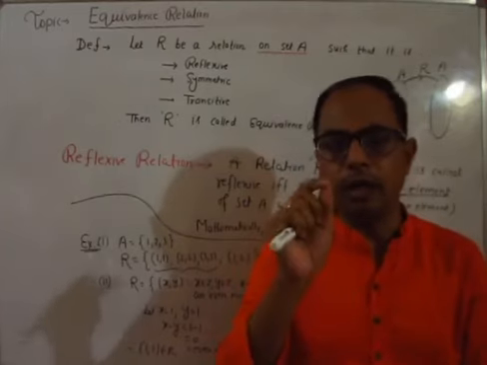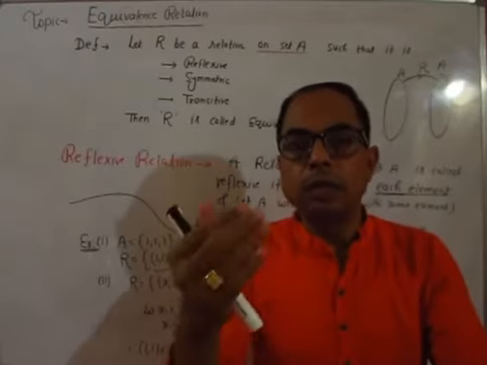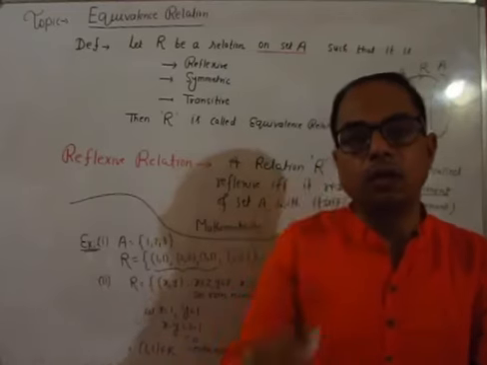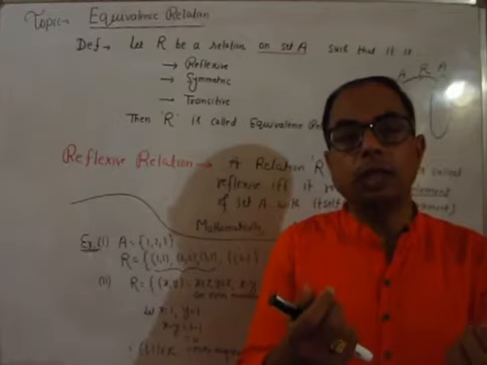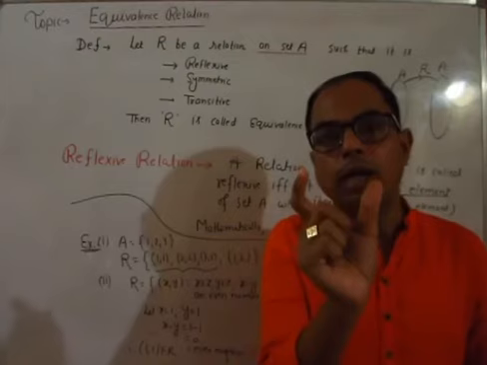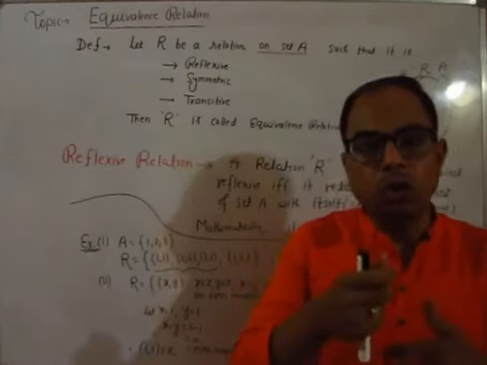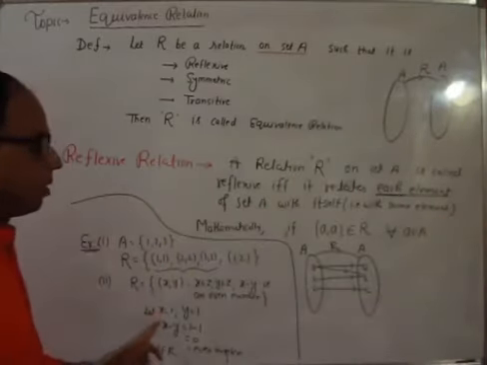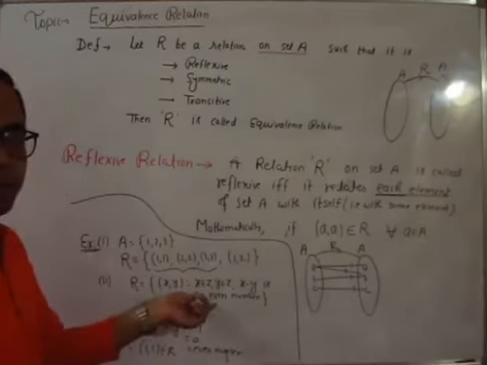So if you give any one example in which an element is not related to itself, then immediately you can say that the given relation is not reflexive. But if you have to prove that a relation is reflexive, you cannot claim it with the help of one example. You should try to prove it in a general way. For example, here I have given one example only, so with one example we cannot say that it is a reflexive relation.